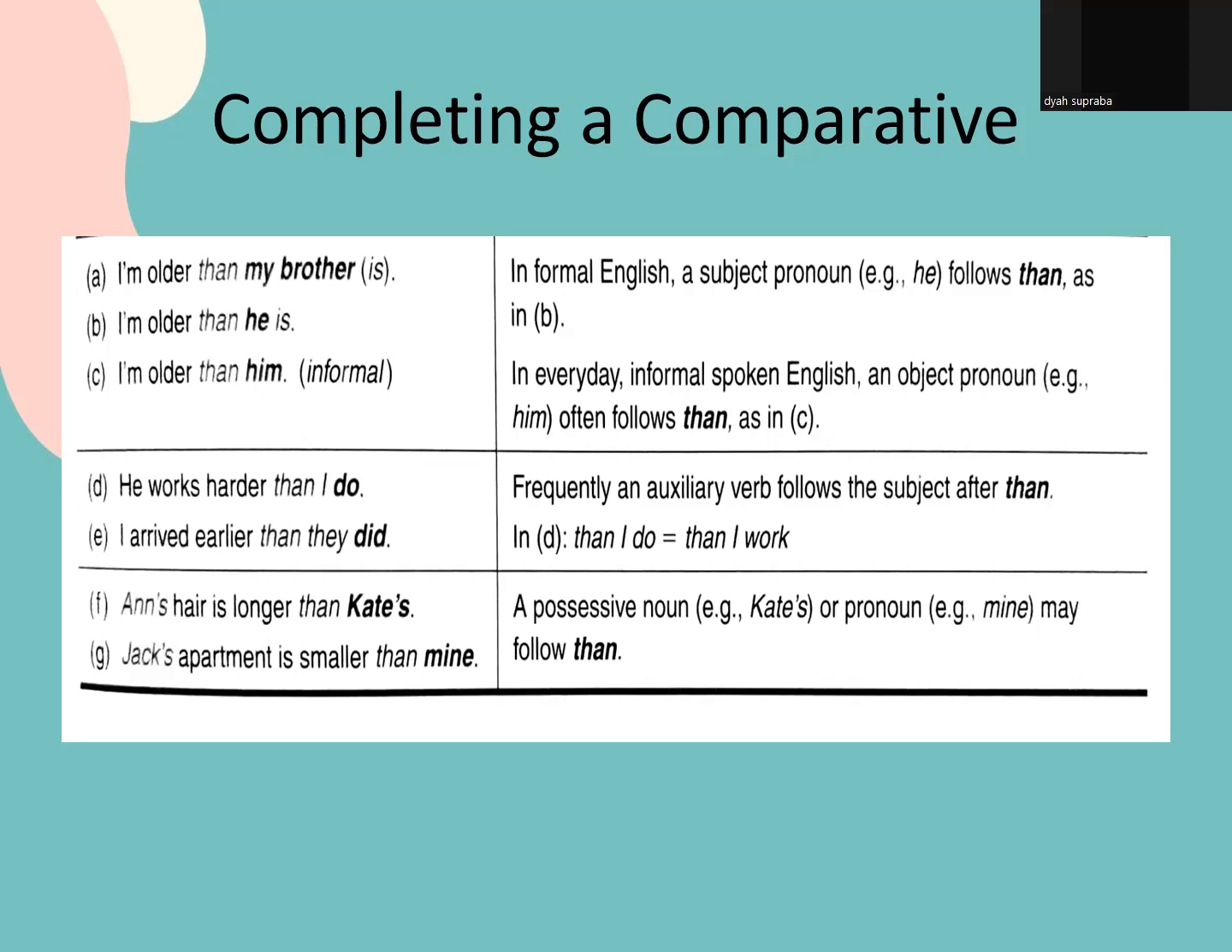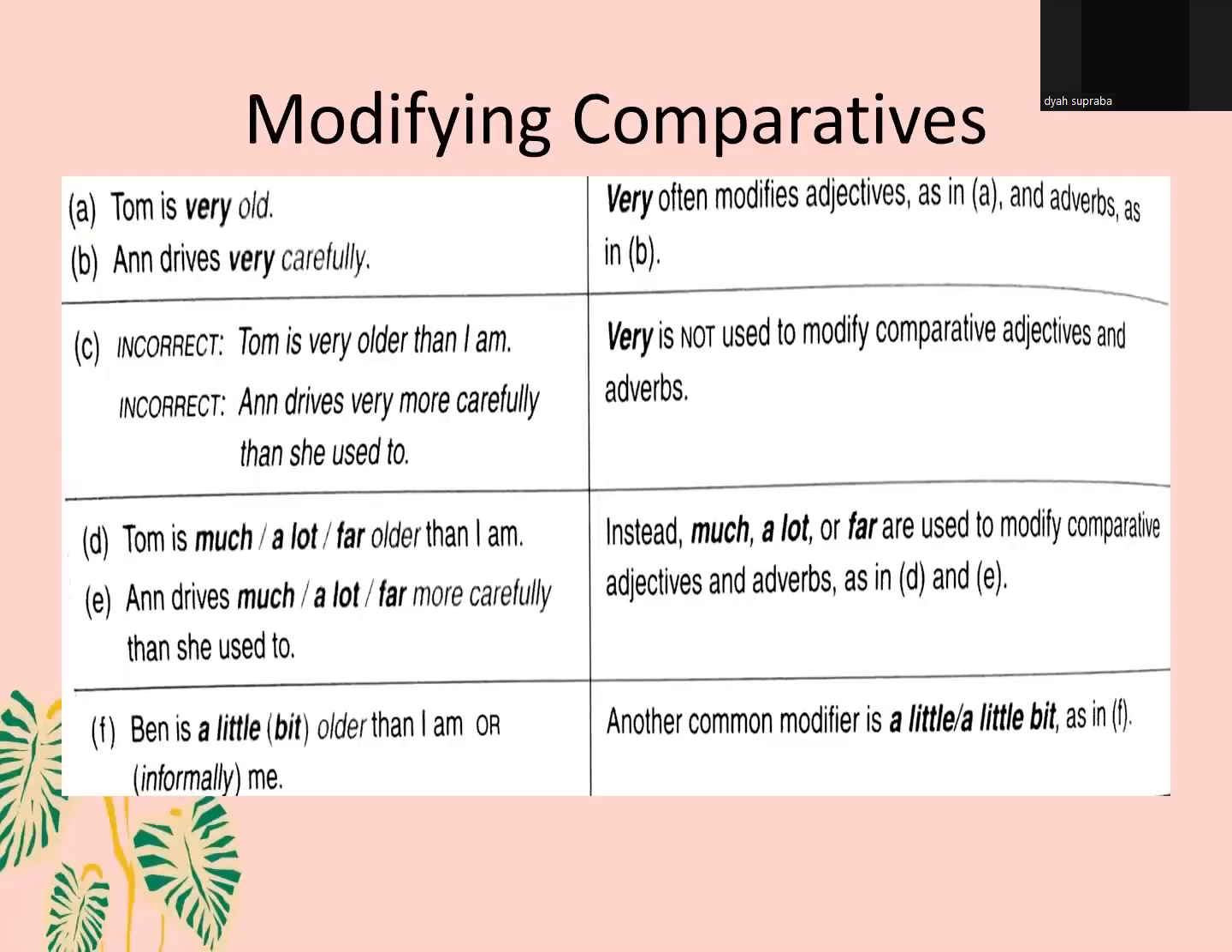And then a possessive noun. We can see in examples F and G. Anne's hair is longer than Kate's. Jack's apartment is smaller than mine.